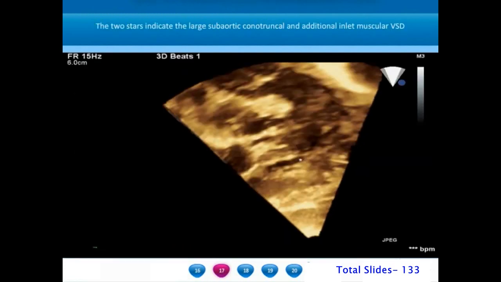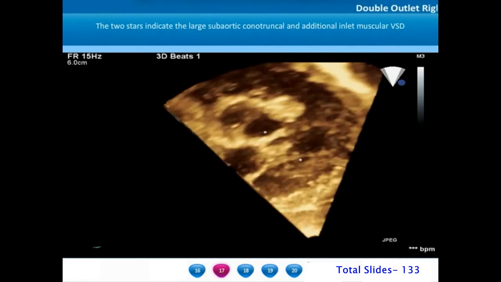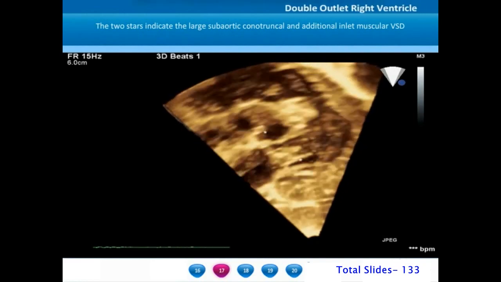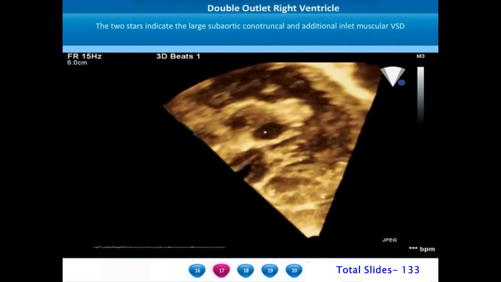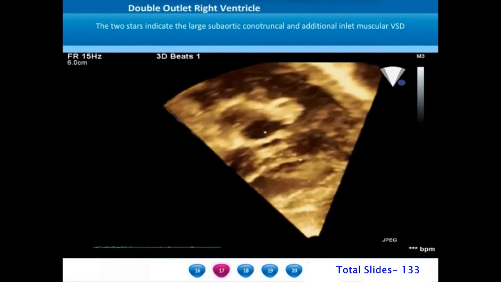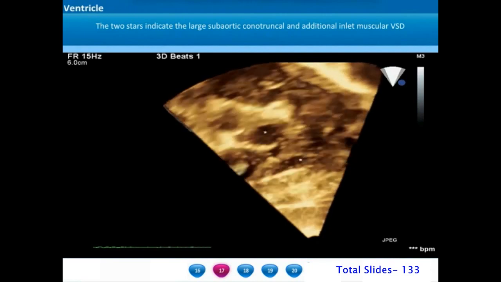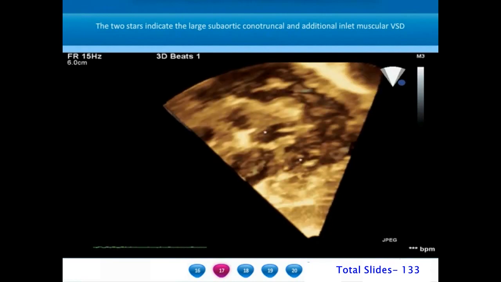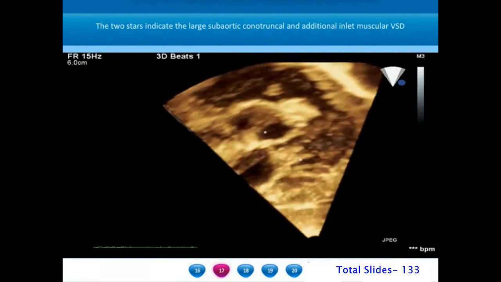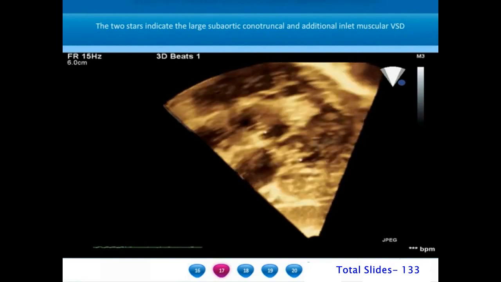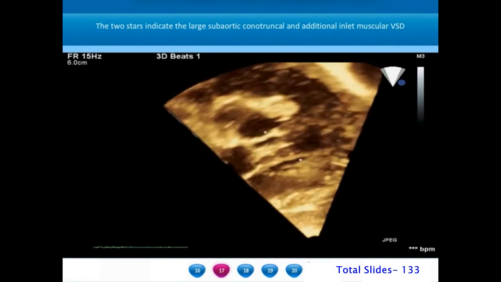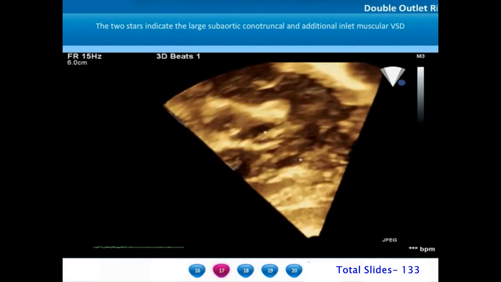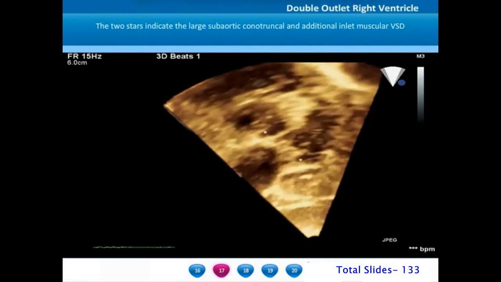When we do a three-dimensional echocardiogram and see the RV septal surface en face, we are able to appreciate the additional inlet muscular VSD located among the trabeculae from the septal tricuspid leaflet. Two small stars are placed, one on the subaortic conotruncal VSD and one on the inlet muscular VSD.